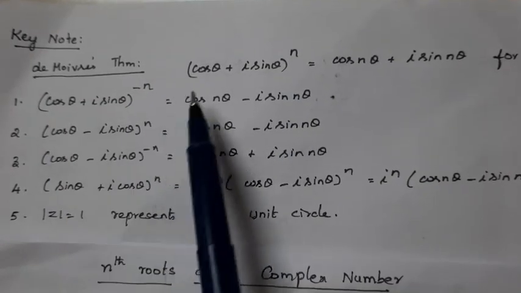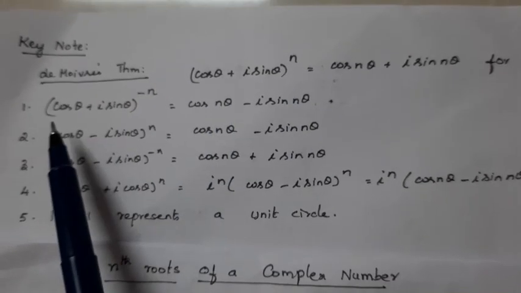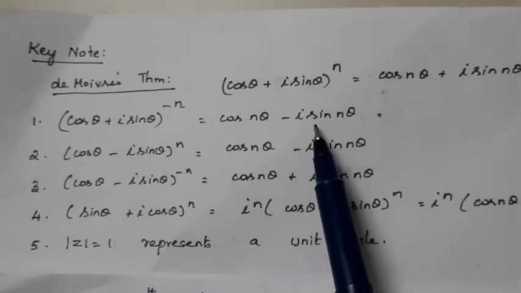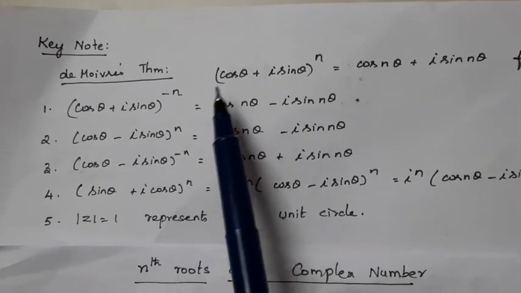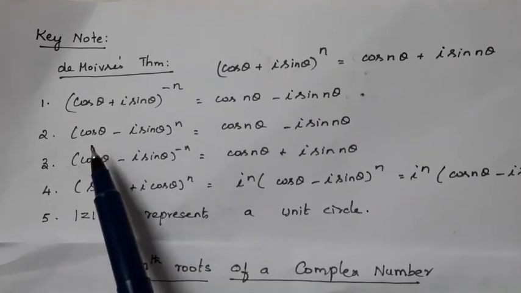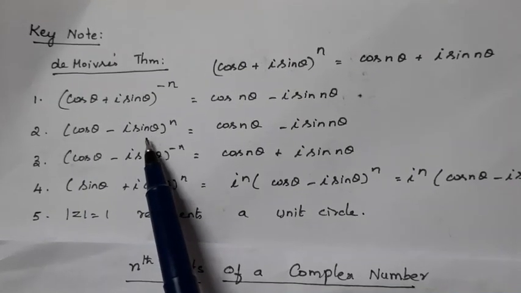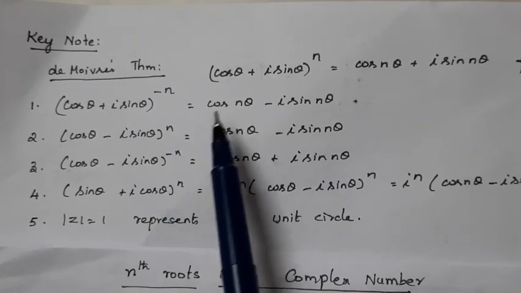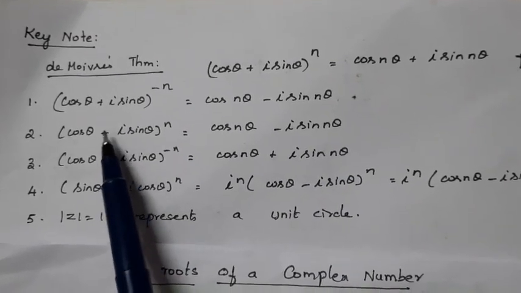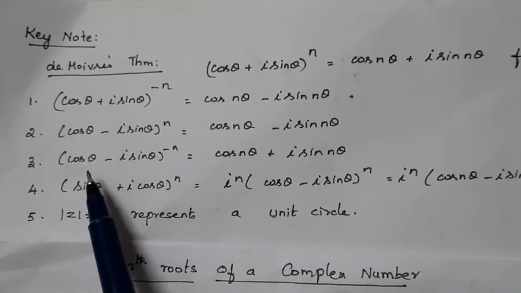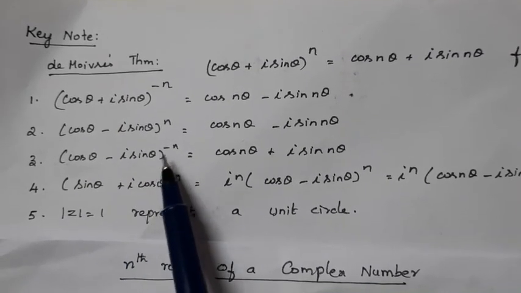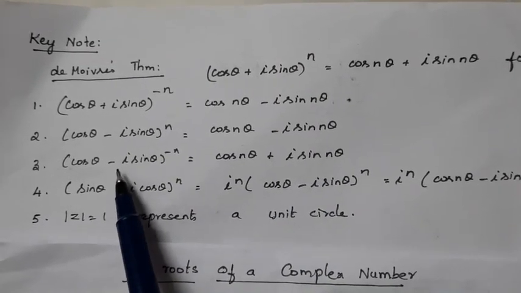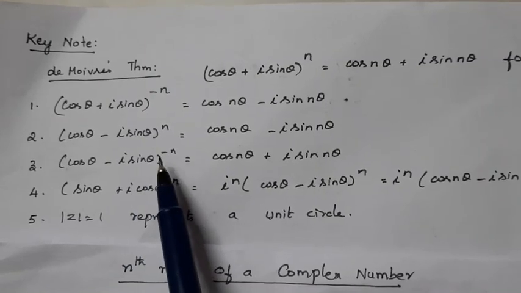And some of the results of this theorem: (cos theta + i sin theta)^(-n) = cos n theta - i sin n theta. That is, this is true even for a negative integer. Then the second result is (cos theta - i sin theta)^n = cos n theta - i sin n theta. That is, this result is true even when the imaginary part is negative. And then (cos theta - i sin theta)^(-n) = cos n theta + i sin n theta, where the imaginary part is negative and the power is also negative.